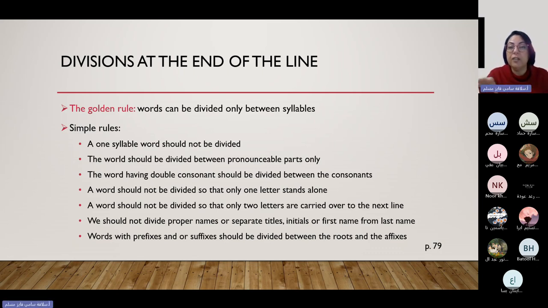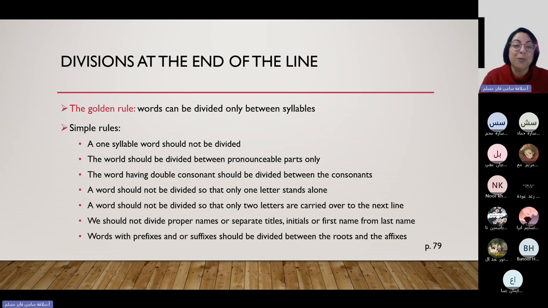Division at the end of the line. Didn't we say that the hyphen comes between compound words, or we put it at the end of a line? Okay, the golden rule is that a word can be divided only between syllables. That's why we learned about syllables.